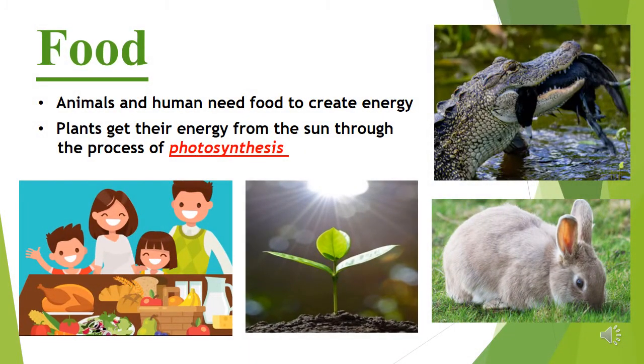The second thing is food. Animals and humans need food to create energy. They need this energy in order to do their daily activities. Plants get their energy from the sun through the process of photosynthesis.